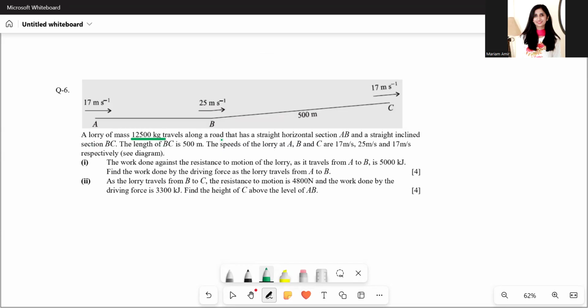The work done against the resistance to the motion of the lorry as it travels from A to B is 5,000 kilojoules. Find the work done by the driving force as the lorry travels from A to B. Okay. Work done by resisting force is 5,000 kilojoules and you are asked for the work done by the driving force. So what formula do we use?